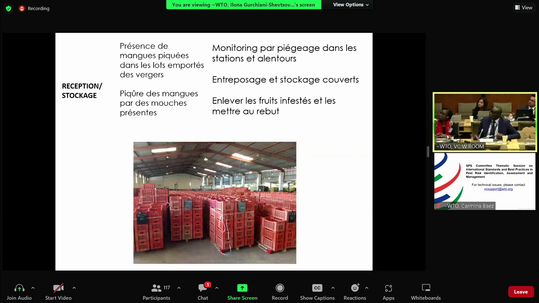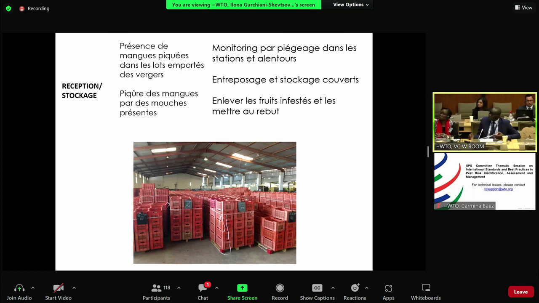Réception, stockage, présence de mangues piquées dans les lots emportés des vergers. Donc à partir des vergers, les produits peuvent venir avec déjà des piqûres de mouches de fruits. Donc ils font un bon monitoring par piégeage, même dans les stations de conditionnement. Il faut poser des pièges pour vérifier si l'organisme de quarantaine n'est pas présent.